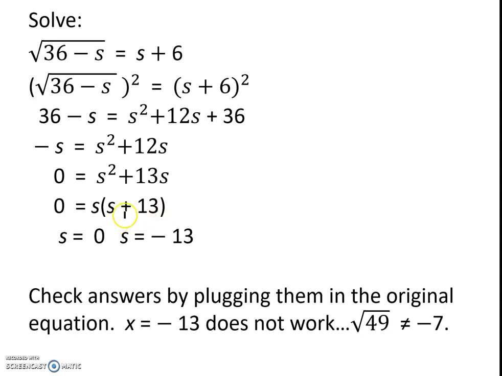Setting each of those pieces equal to 0, this one is just s equals 0. And then this is s plus 13 equals 0. Subtracting 13 to both sides, we find that s is a negative 13. So we check our answers if we want to by plugging them in the original equation. If I put a 0 in here, I get the square root of 36, which is 6, and a 0 in here, which is also 6, so 0 does work.